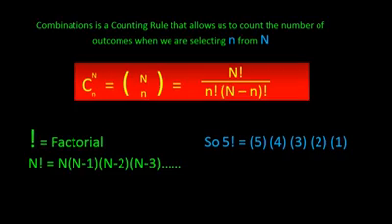So 5 factorial is 5 times 4 times 3 times 2 times 1. By definition, 0 factorial is 1. So let's look at an example.